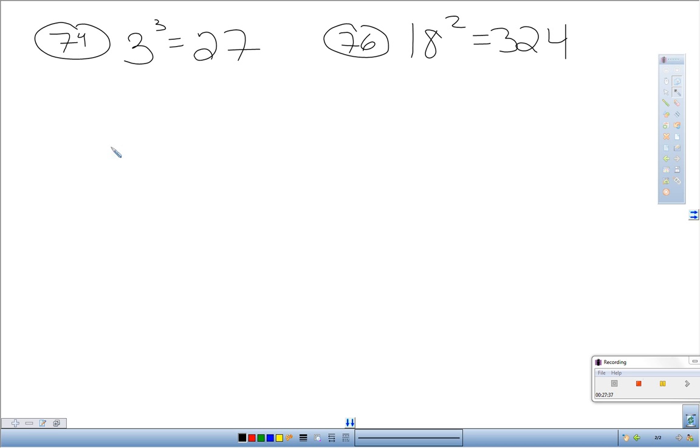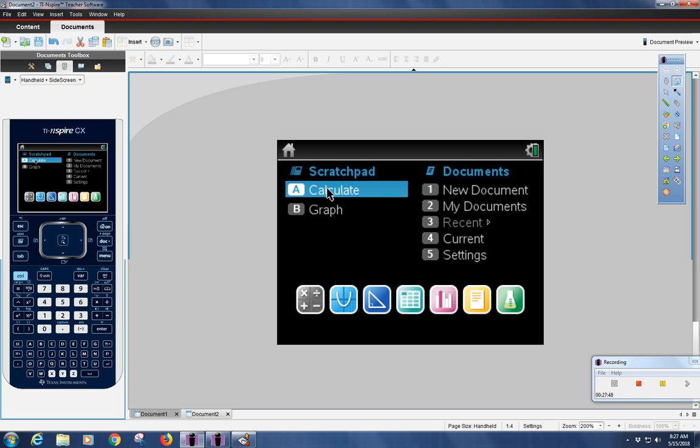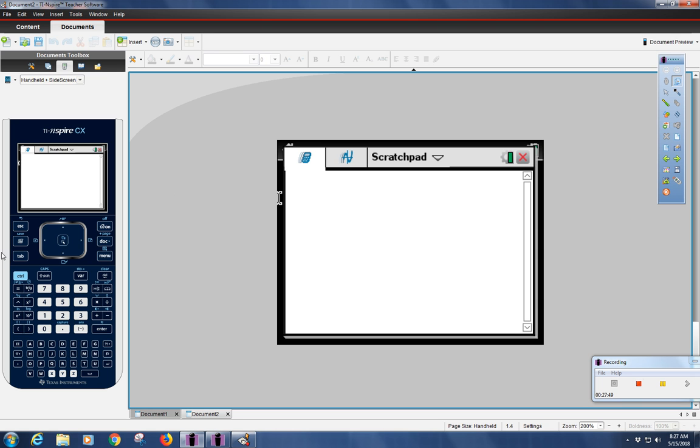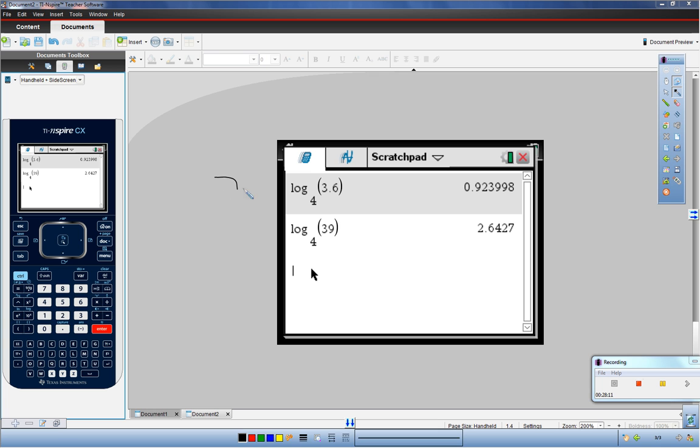Alright, for 78, we got to use our calculator for 78. Let me go back to my calculator then. 78. How do we type that in the calculator? Well, hit control 10 to the x, and then put in log 4 of 3.6. There's your answer for number 78. And then for number 80, do the same thing. Control log, it's log base 4 of 39. There's your answer for number 80. So there's 78, and there's 80 right there.